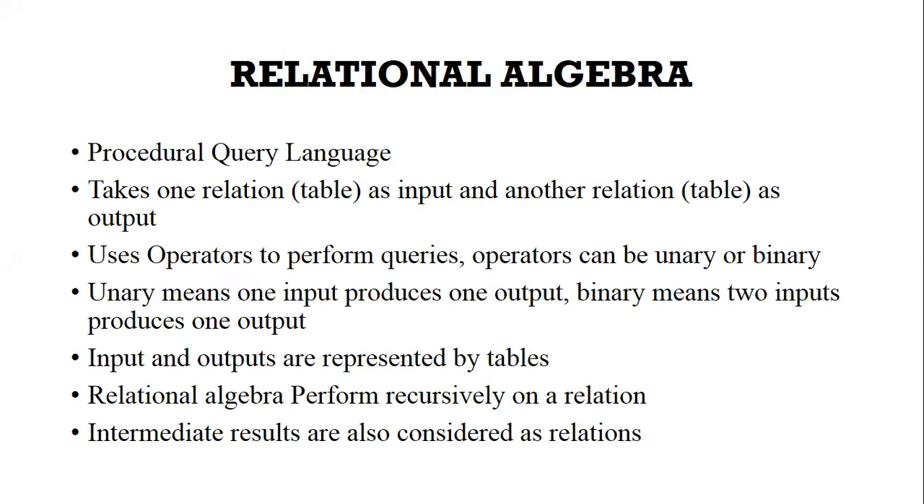The operators can be unary or binary. Unary means one input produces one output. Binary means two inputs produce one output. The inputs and outputs are represented by tables. Relational algebra operates recursively on a relation. Intermediate results are also considered as relations.